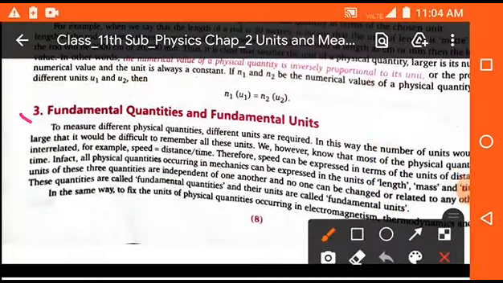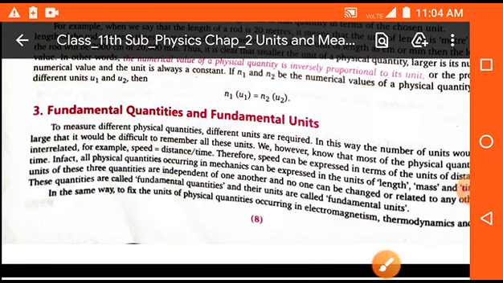there are two types of quantities: fundamental quantities and derived quantities. So first of all we will discuss fundamental quantities and fundamental units. Fundamental quantities are those quantities which do not depend on any other quantities, and the units of these fundamental quantities are called fundamental units. Clear? Okay.